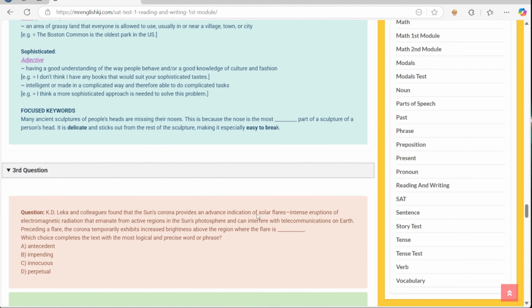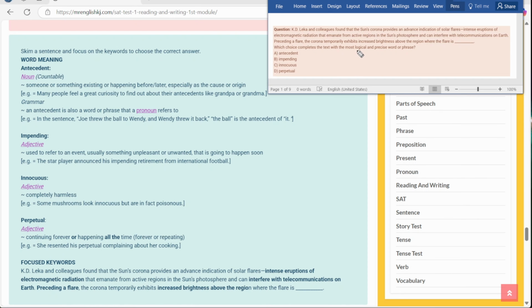Third, pause. Let's try to find it. I think you might have gone through this. Good. It is giving us some important keywords, as you can see, focused keywords: intense eruption of electromagnetic radiation, interference with the telecommunication on Earth, and preceding a flare temporarily exhibits increased brightness above the region. What does it mean? Let's understand from the given options. Perpetual is an adjective telling us continue forever, happening all the time. It might be possible, but we need to find the most precise word.